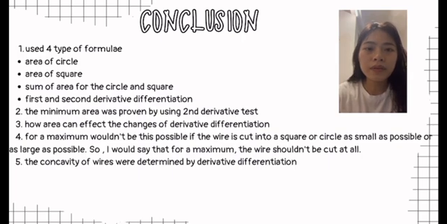Therefore, a maximum would not be possible if the wire is cut into a square or circle as small as possible or as large as possible. So I would say that for a maximum, the wire should not be cut at all. Lastly, the concavity of the wire can be determined by using the technique of derivatives.